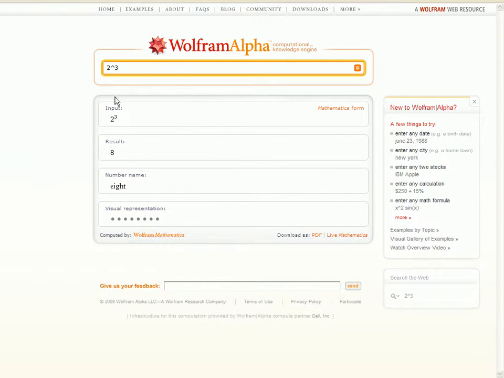Yep, WolframAlpha understood our input, and there it is. The result is 8. Visual representation again, so it works nicely.